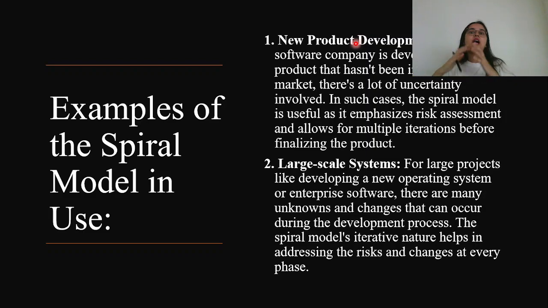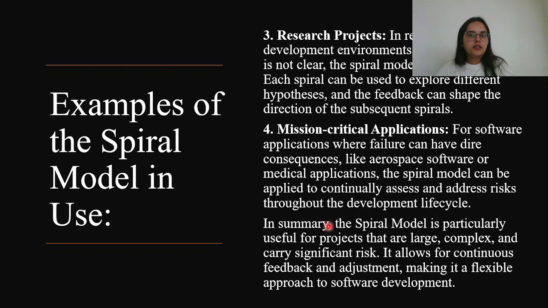Or some large scale systems, let's say you plan to develop an operating system. So some large scale software that you plan to develop, like any new operating system or enterprise software, where you don't know what unknown changes might be there. There also uncertainty is involved. There is risk associated with developing large scale systems. The people can go with the spiral model.